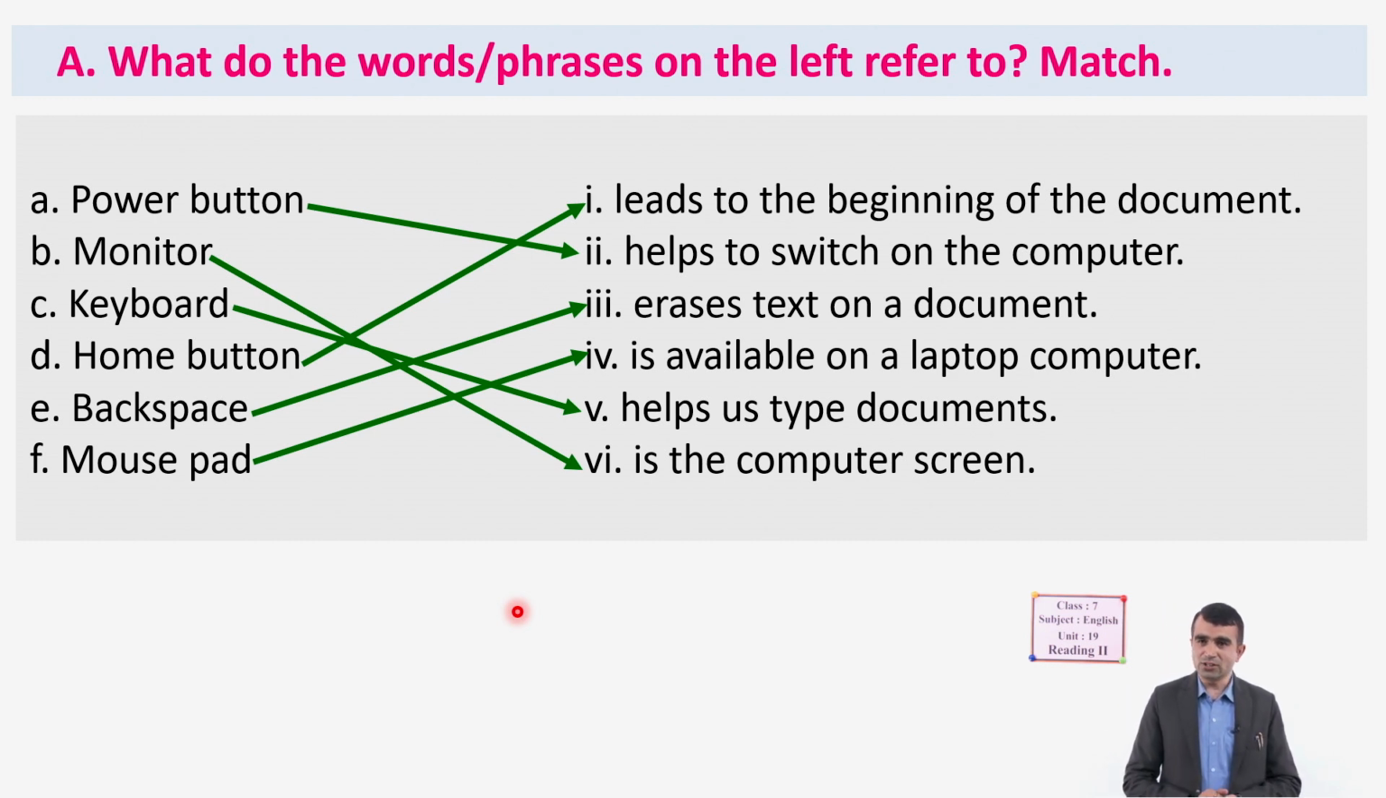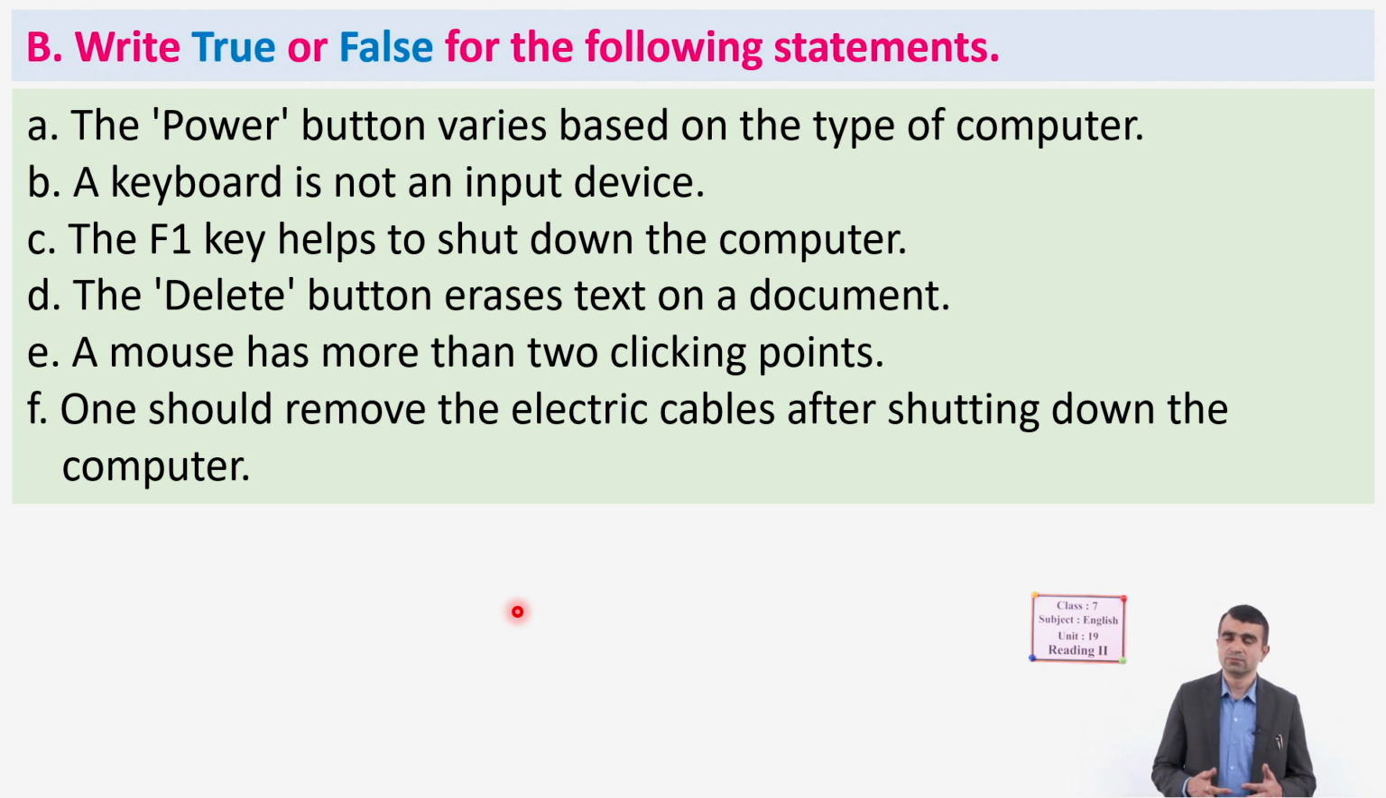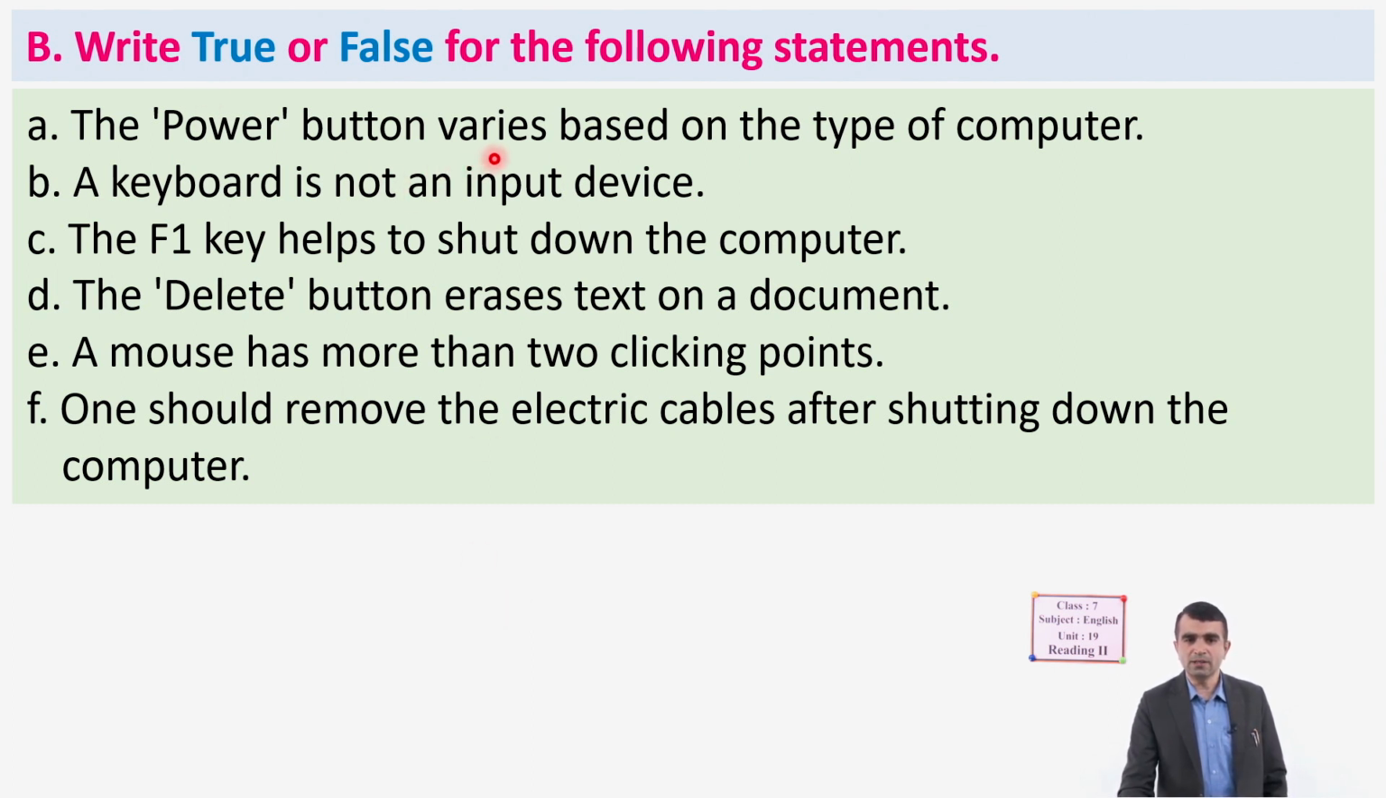Now let's go to the second task. Okay, task B. Okay, what is there? Write true or false for the following statements. Now there are 6 statements. A, the power button varies based on the type of computer. B, a keyboard is not an input device. C, the F1 key helps to shut down the computer.